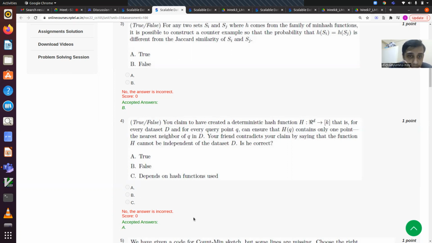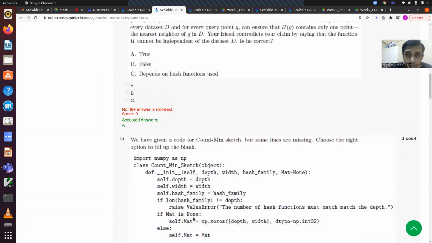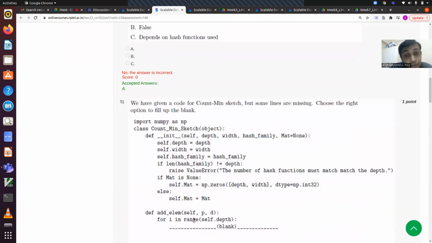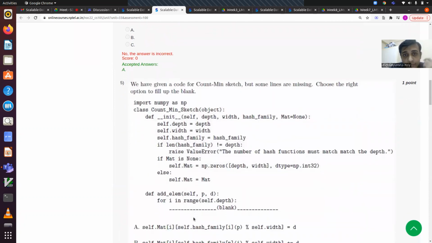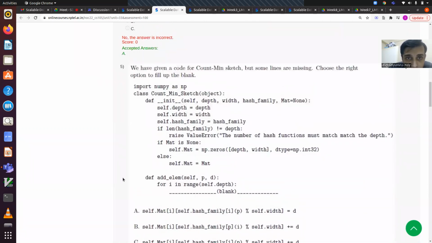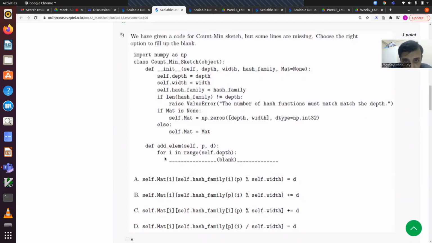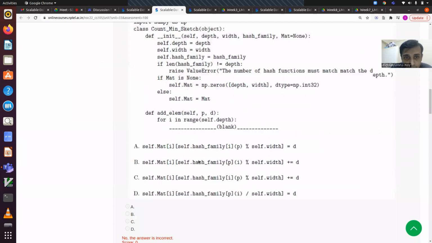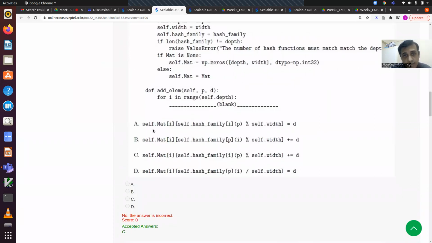And one more thing. In which case are you saying this? Now, where should I run this program? Where should you run this program? Oh, this program. Let's see what's required. You need NumPy. You have the count min sketch object, hash family, len hash family, value error, and then mat, add element, and then there is some. So you cannot actually run this because this code is not complete. But you have to fill in the missing parts.